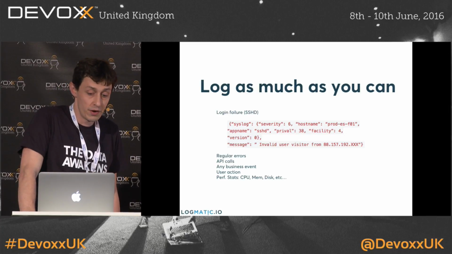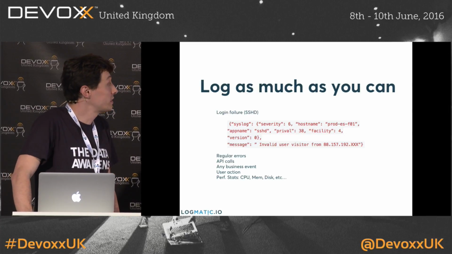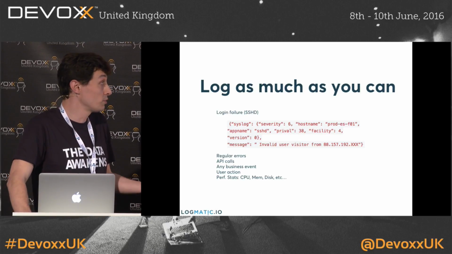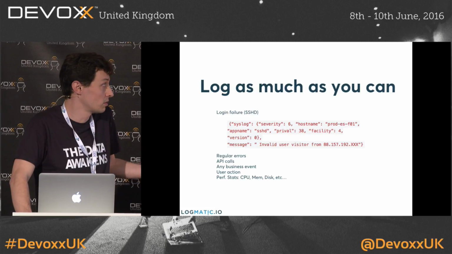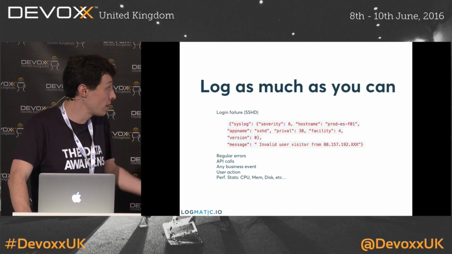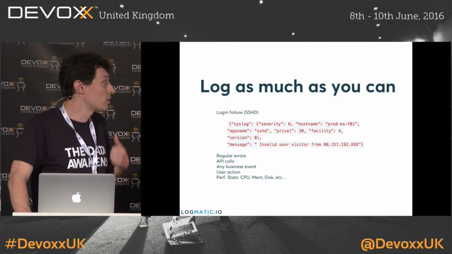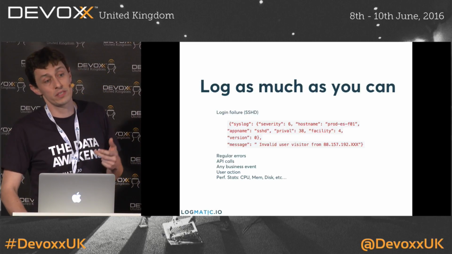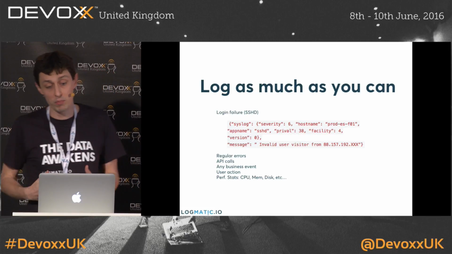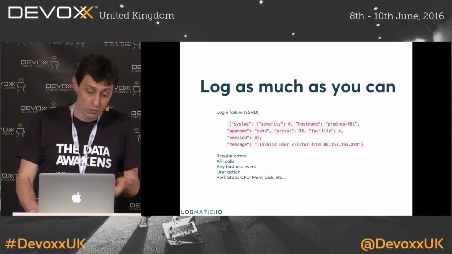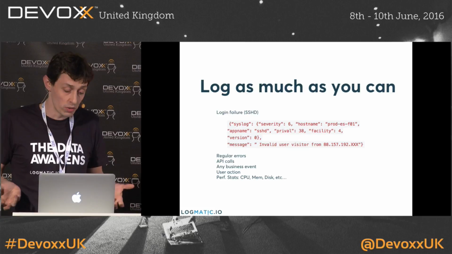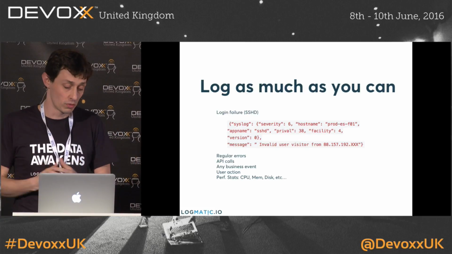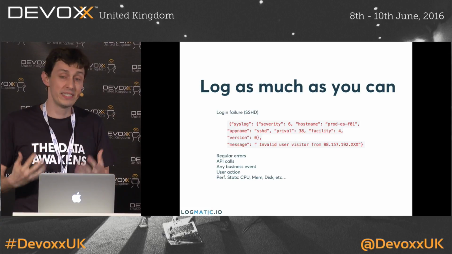So here, for instance, you have an SSHD log. That's something like an invalid user that comes into your server. Usually you don't look at these logs, so gather them. You're going to log regular errors, API calls, any business event, which is going to be very important to answer business questions, user actions, and even, if you want, because we're going to use a centralization tool and an analytics tool, CPU, memory, disk, etc.